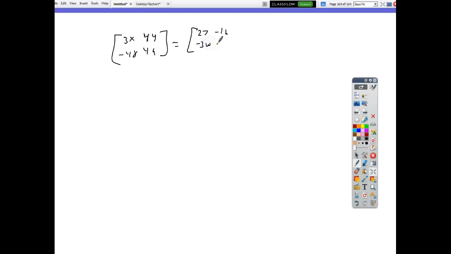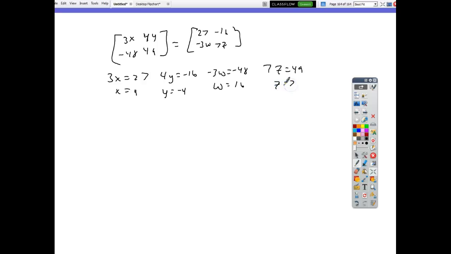I would look at this and go, oh my, I got lots of algebra to do. Isn't this fun? So 3x must be equal to 27, so x must be equal to 9, and so that's one of them. 4y must be equal to negative 16, so therefore y must be equal to negative 4. Negative 3w must be equal to negative 48, therefore w is equal to 16. And 7z is equal to 49, so therefore z must be equal to 7. Boom, boom, boom, boom. First one's done. You know there's no matrix form for this because I'm solving for the variables.